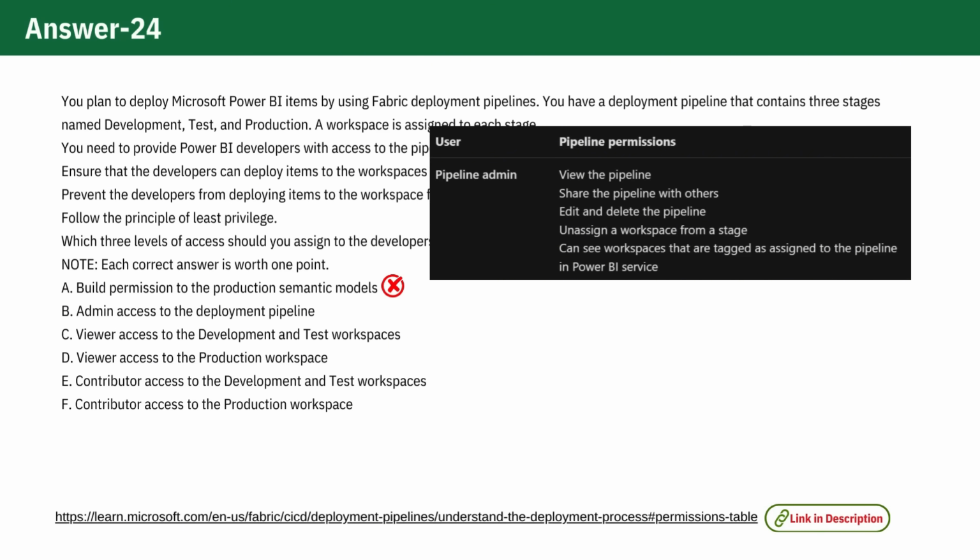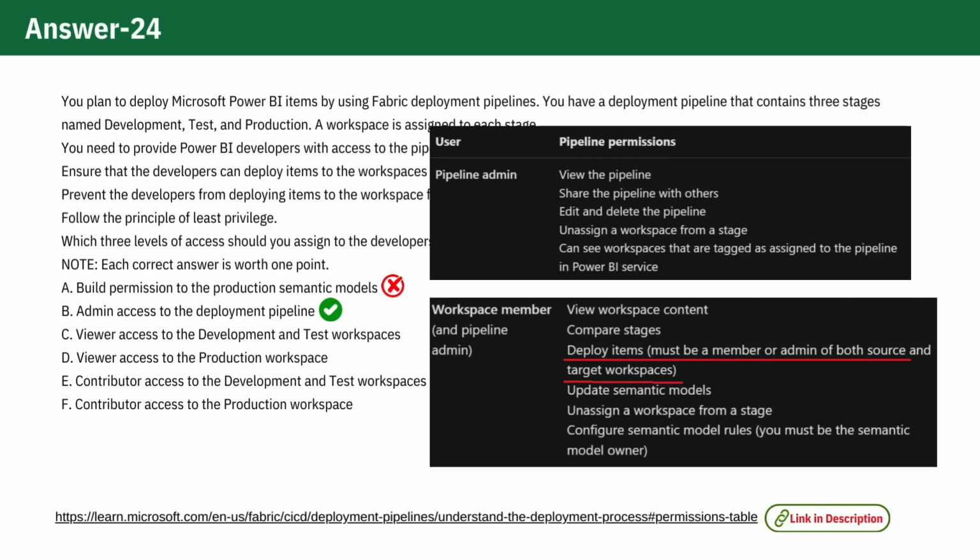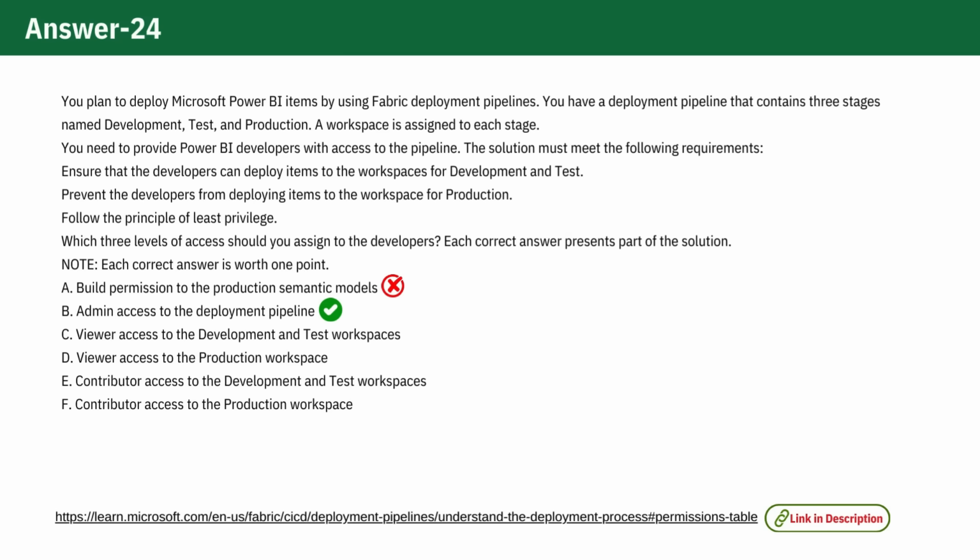Option B. Admin access to the deployment pipeline. Admin access is necessary for developers to manage the deployment process, move items between stages, and oversee the entire pipeline. Without this access, they wouldn't be able to deploy items to any workspace. You might think that giving admin access allows developers to move items between development, test, and production stages. However, we can control the permission on the production workspace by assigning the developer as a viewer, option D, so they cannot deploy to production.